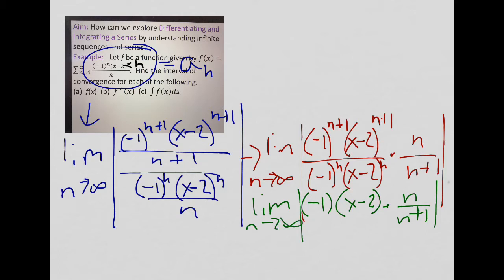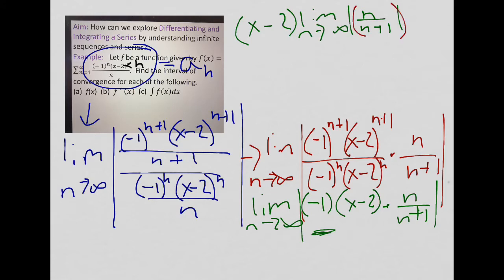Okay, so the absolute value of -1 is just going to be 1. 1 times anything is itself, and we're treating x minus 2 as a constant. We also don't need the absolute value here for our limit. If we do the limit of this expression here, it's going to be 1. The degrees are the same, so we divide the leading coefficients.